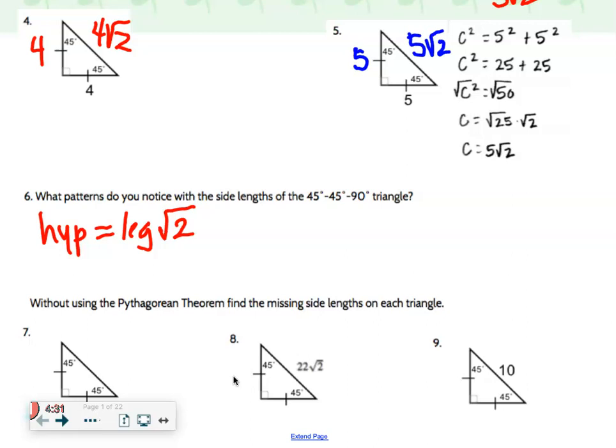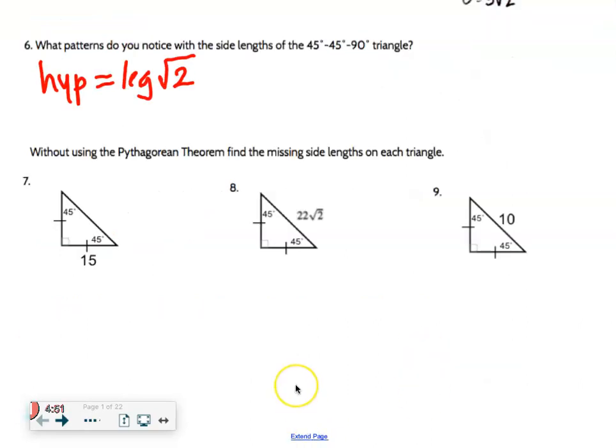This is only for a 45, 45, 90 triangle. Today you're only going to have this one and one other kind of triangle. So can you take a second and try to do 7 and 8? We'll do 9 together. Don't do 9 without me, but do 7 and 8 on your own. Find the missing sides using our pattern. Don't do 9 because 9's kind of goofy.